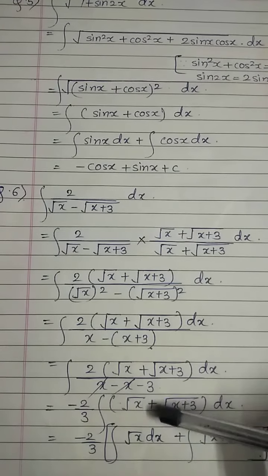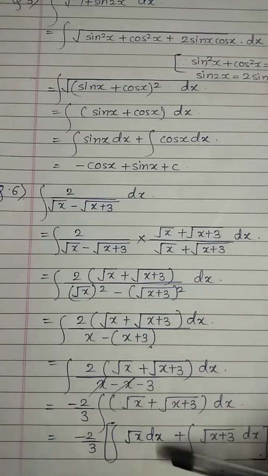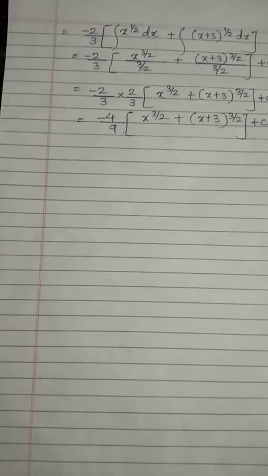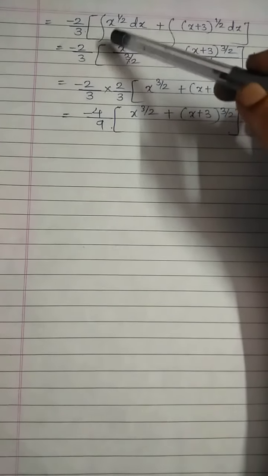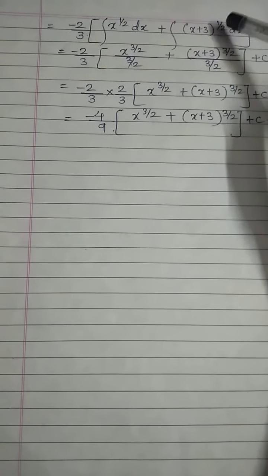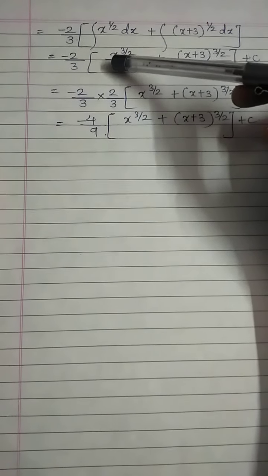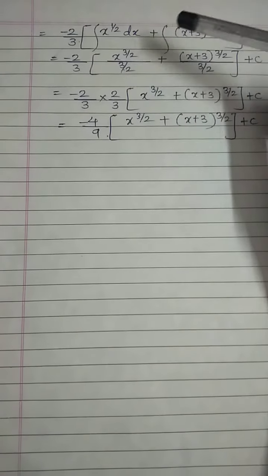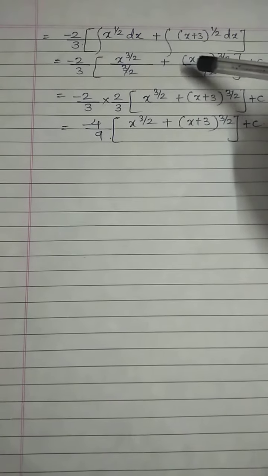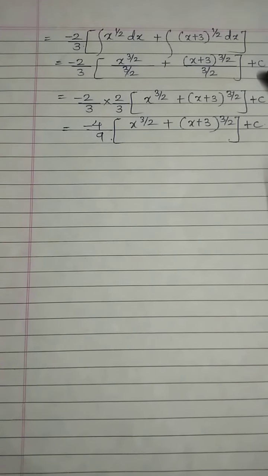Now integration of root x plus integration of root x plus 3 dx. Since two terms are present, we will write the integration sign 2 times. Now root is nothing but raised to half. So integration of x raised to half dx plus integration of x plus 3 raised to half dx. Now by using the formula of x raised to n, we will get x raised to n plus 1 upon n plus 1. So here x raised to 3 by 2 upon 3 by 2 plus x plus 3 raised to 3 by 2 upon 3 by 2 plus constant of integration, that is c.